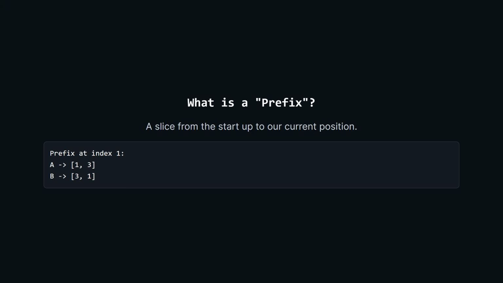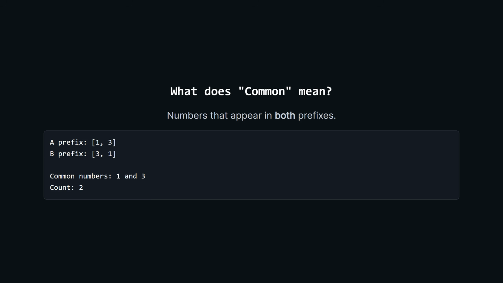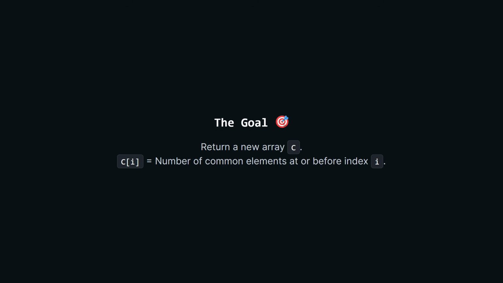Now, what do they mean by a prefix? It simply means looking at a slice of the list from the very beginning up to wherever we currently are. When they say common, we just need to count how many numbers exist in both of those prefix slices we just made. So our ultimate goal is to build a brand new list, where every spot holds the count of how many common numbers we found up to that exact position.